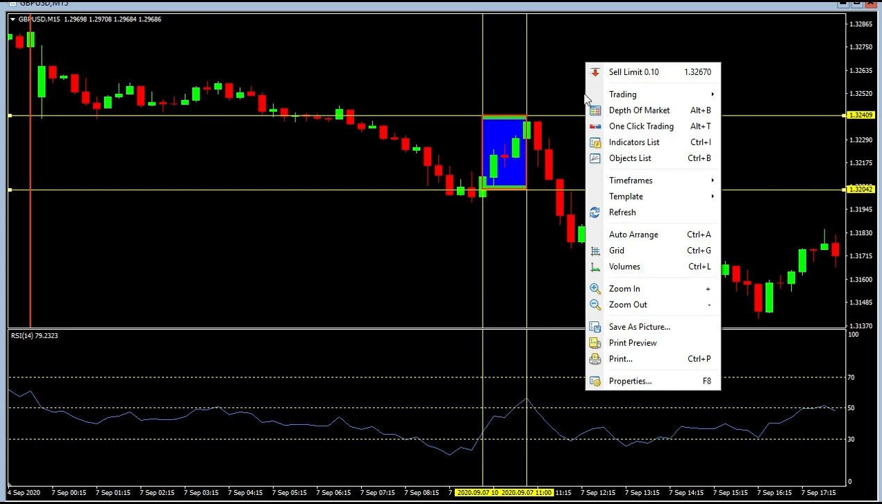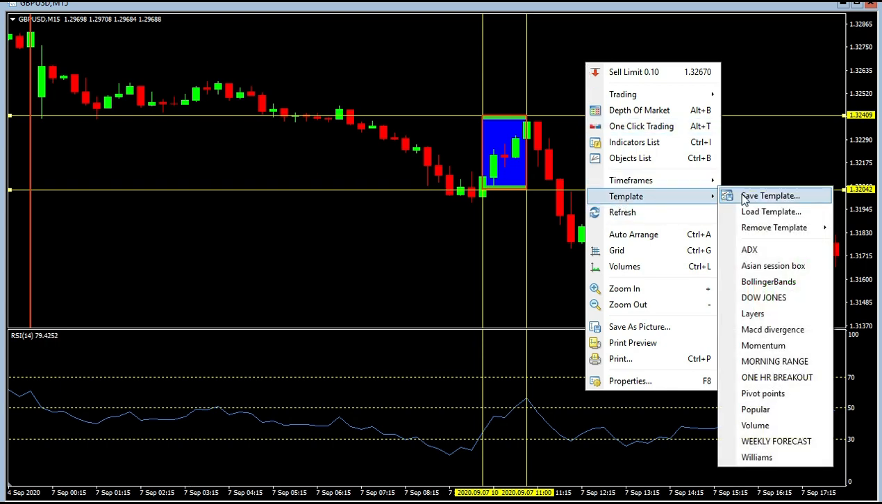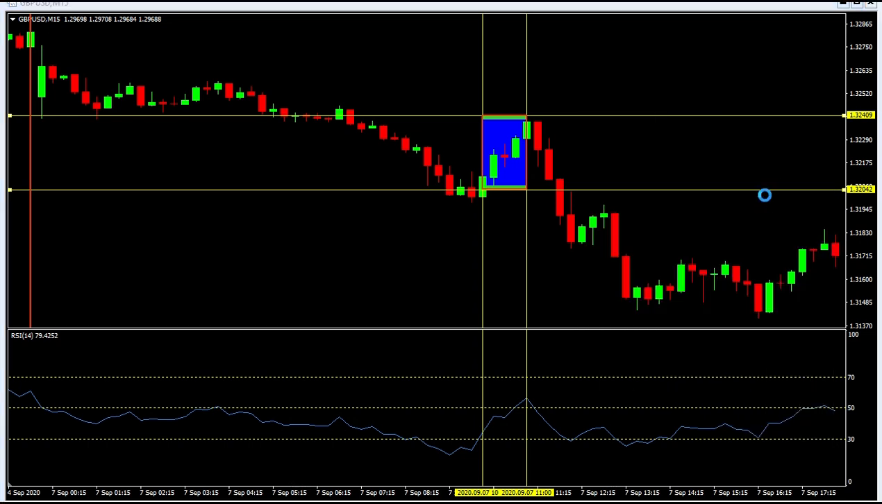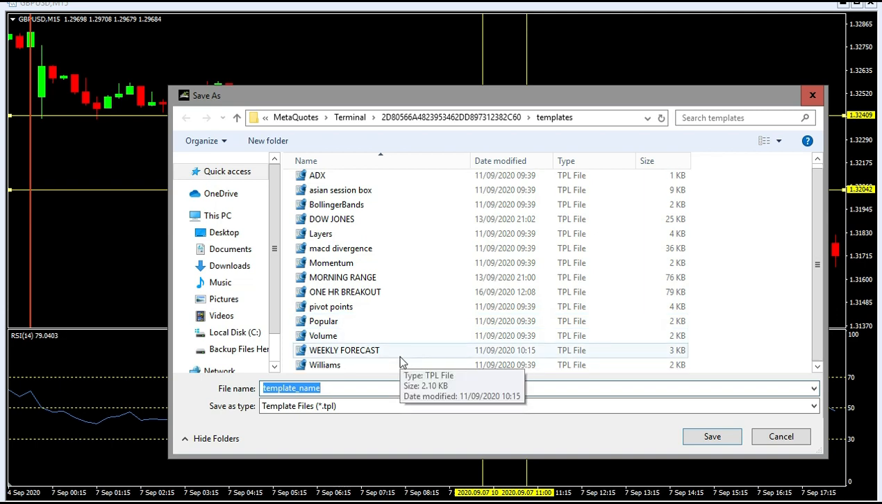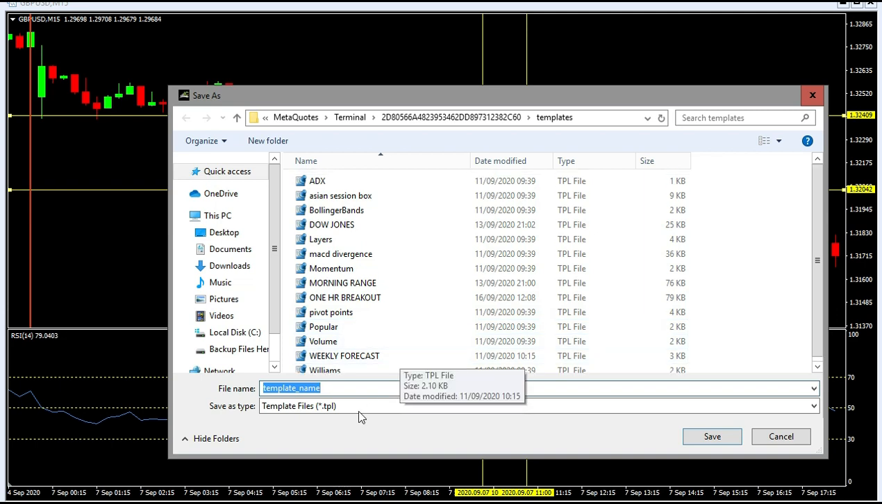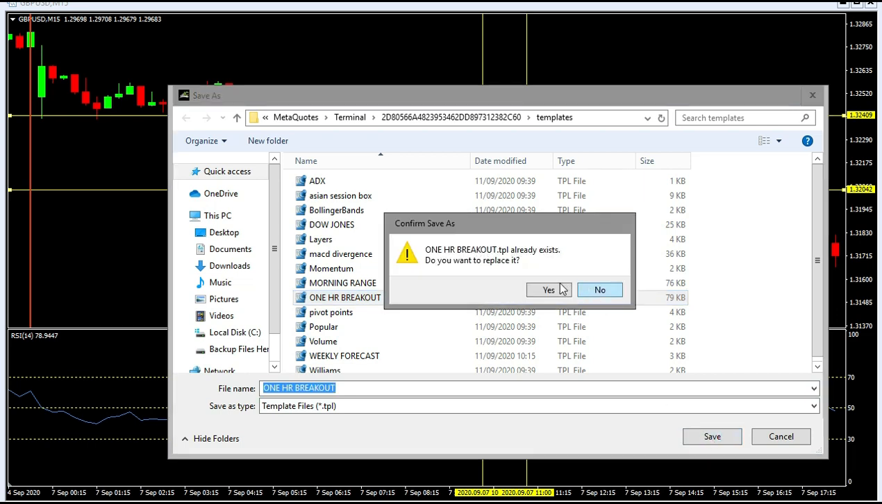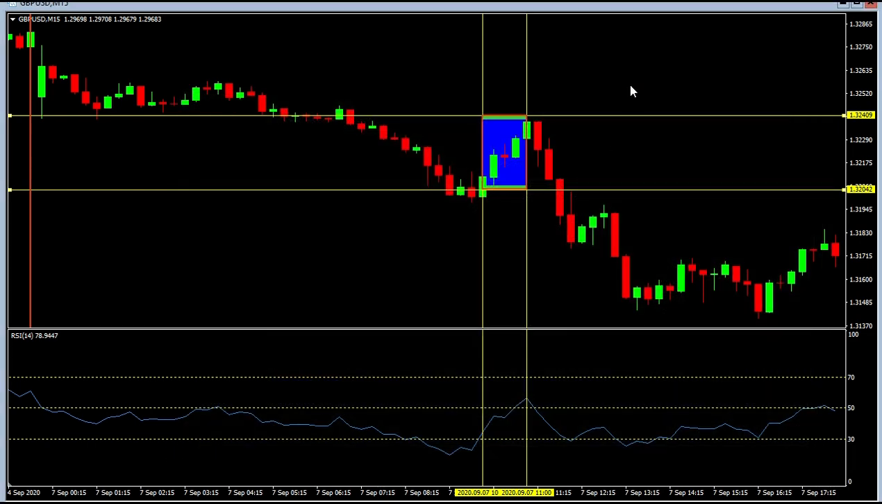Now this is what you have set up on your chart. Now you're going to save the chart as a template. I've already saved it, but even then I will show you. Go to template, go to save template, and then name it. There it is, 1 hour breakout. That's the name I've given it. So save it as a template so that you can apply it to other pairs as well.